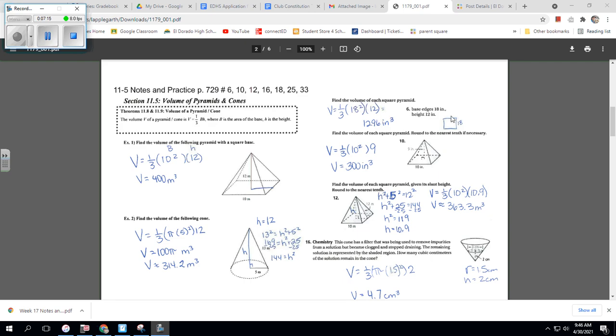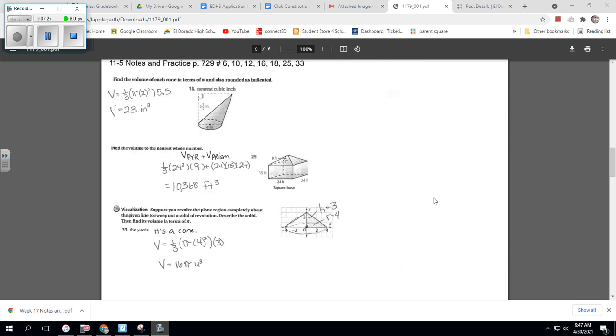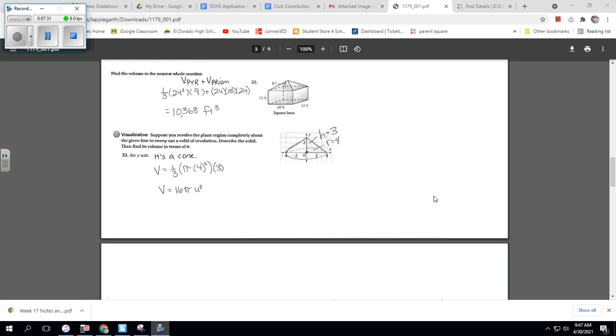For the homework, we do page 729, numbers 6, 10, 12, 16, 18, 25, and 33. So check those answers. Make sure you have your work shown so you can get credit for it.